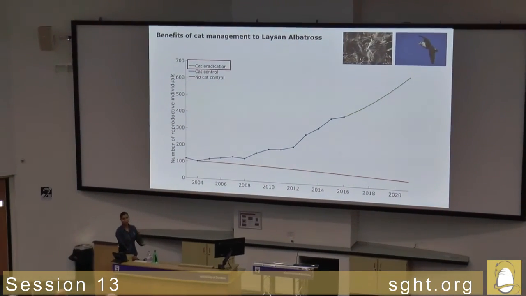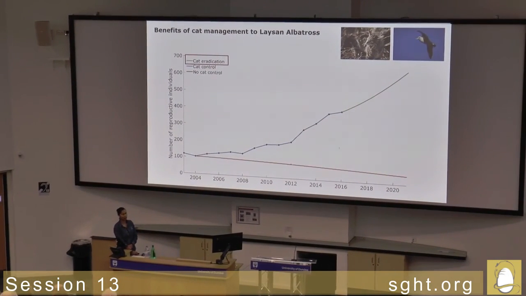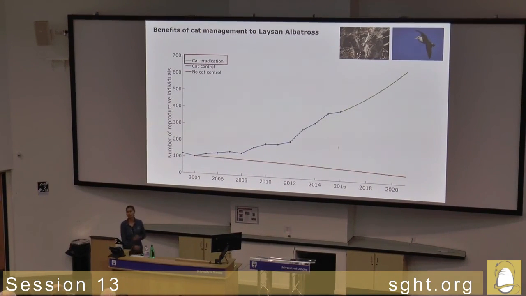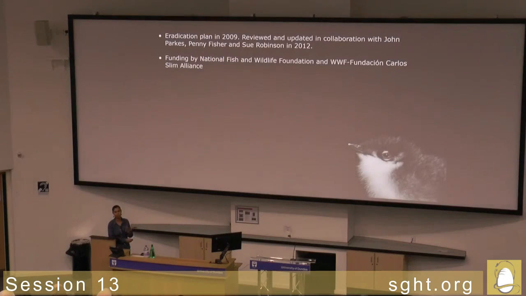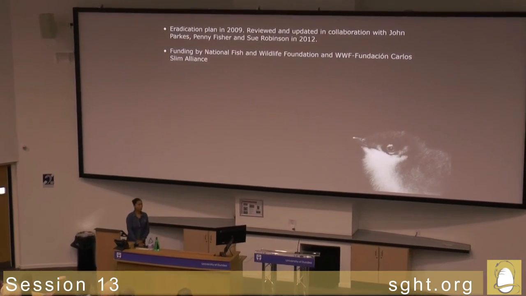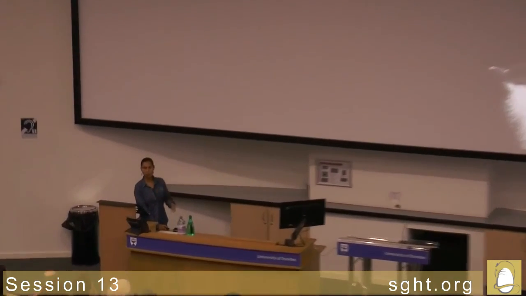We were conscious and realized that we needed to do the eradication since the beginning. However, it was very difficult to convince donors and get the funding for doing it on an island of this size. All these years we have been working and gathering information, and we developed an eradication plan, the first in 2006, 2007, and then the final version was ready in 2009, and of course many people in this room participated in that. Then it was reviewed and updated in collaboration with John Parks, Manny Fisher, and Sue Robinson in 2012.